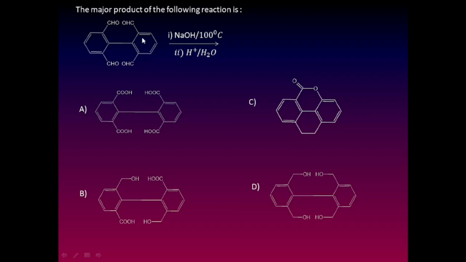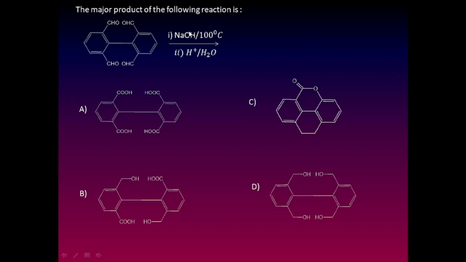So the first question is, here you have given a compound in which there are 4 aldehyde groups and the first reagent is sodium hydroxide. The temperature is 100 degrees Celsius. Then you should do the hydrolysis process in the acidic medium. So what is the reaction? This is the Cannizzaro reaction, in which we use sodium hydroxide and also hydrolysis.